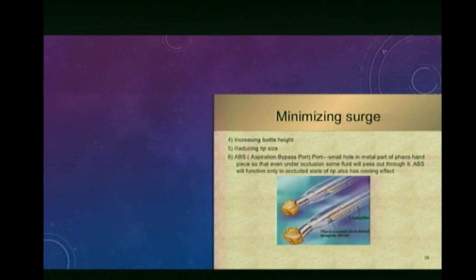So the best technique is that you don't do aspiration if you don't have occlusion. If you have occlusion, do the aspiration, wait for the vacuum to build, and control things.